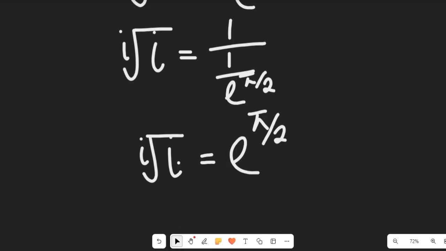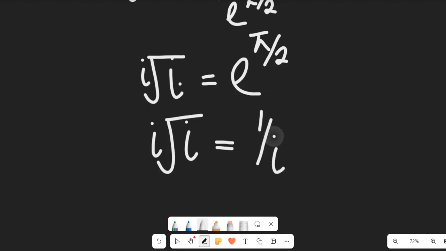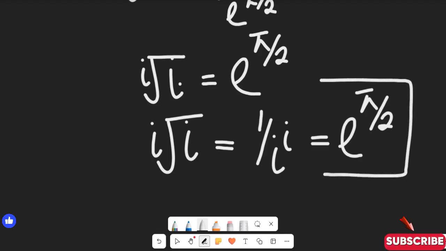And that simply will be the solution to that math expression. Now from that math expression, you can see that the ith root of i was equal to 1 divided by i to the power of i, and all of this is equal to the exponent of pi divided by 2. And this is the solution to that expression given to us up there.